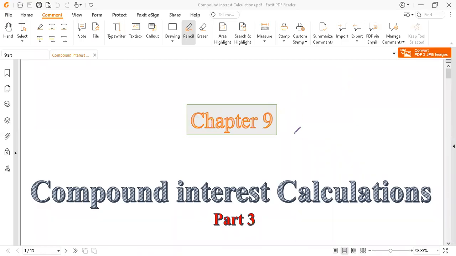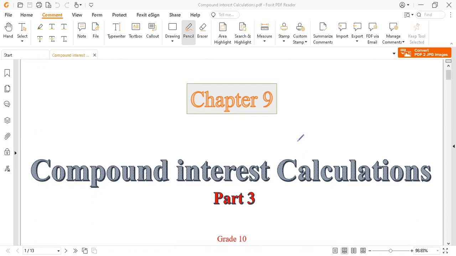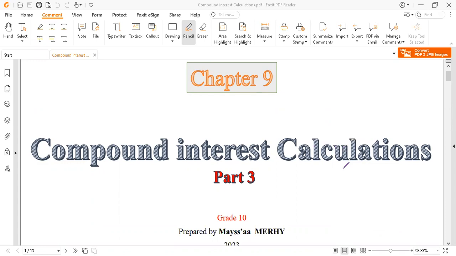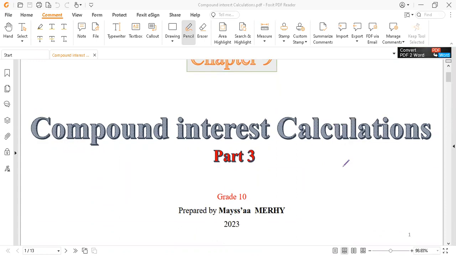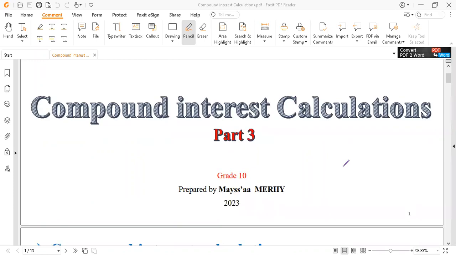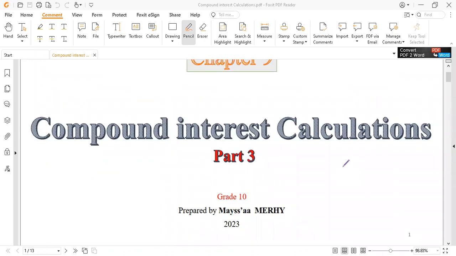Hi, everyone. Today, we are going to explain the third part of compound interest. In this session, we are going to have a deep study about some calculations related to compound interest. In the previous session we gave the definition of compound interest, and also explained how to use the formula of compound interest.